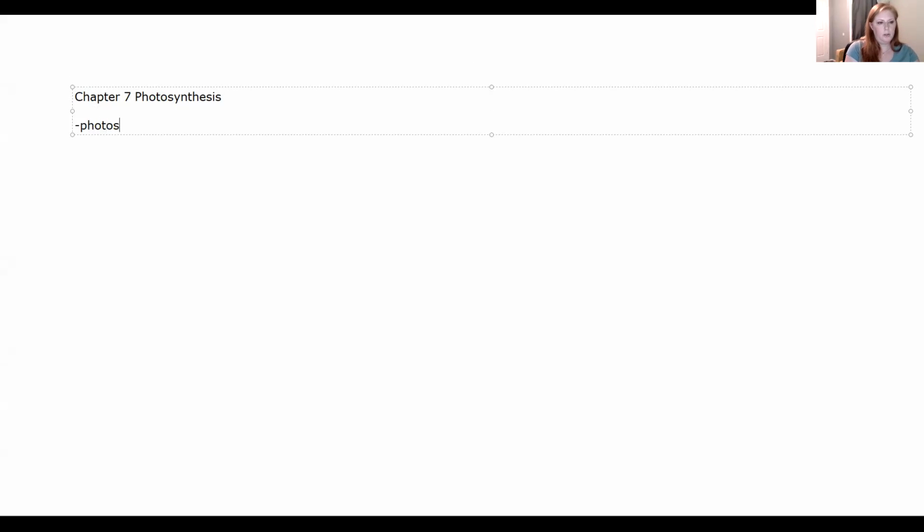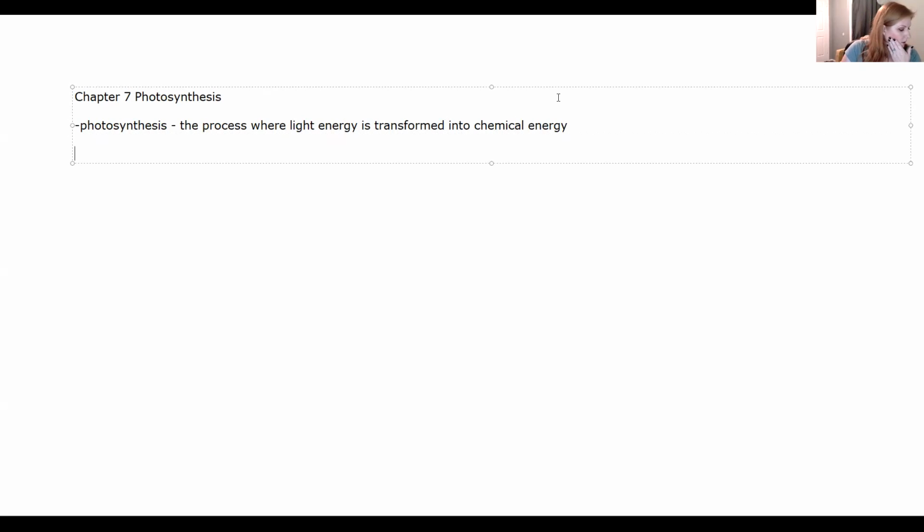Let's start with the definition for photosynthesis. Okay, so this is the process of light energy transformed into chemical energy. Okay, so when we were dealing with cellular respiration, we had organic sources of fuel, our glucose, right? And then we had oxygen. Photosynthesis doesn't use organic fuel sources, okay? This is what it uses. Switch again.